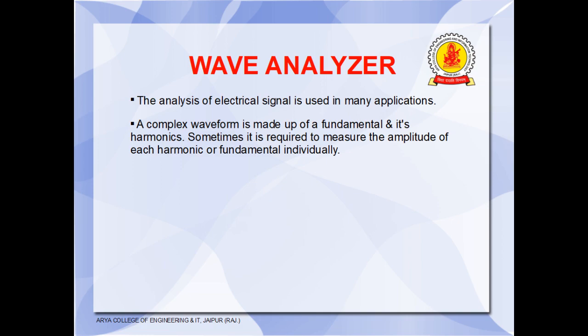We can represent a periodic signal as the sum of two terms: a DC component and a series of sinusoidal harmonics. So, analysis of a periodic signal is analysis of the harmonic components present in it.